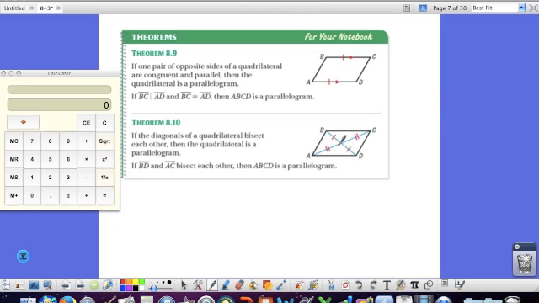And 8.10, if the diagonals of a quadrilateral bisect each other, then the quadrilateral is a parallelogram. We've talked about that. We had a theorem earlier that said that if a quadrilateral is a parallelogram, then the diagonals bisect each other. So now we're saying if the diagonals of a quadrilateral bisect each other, then it is in fact a parallelogram.